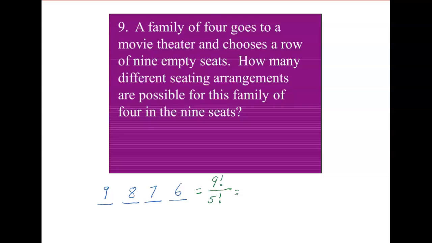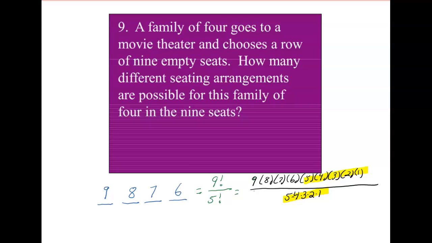And just to convince people, and every year it takes some time, if you were to write this out, this is 9 times 8, 7, 6, 5, 4, 3, 2, times 1. I'm going to fix that 1. Over 5, 4, 3, 2, 1. And again, hopefully you see that they reduce out, so that is equivalent.